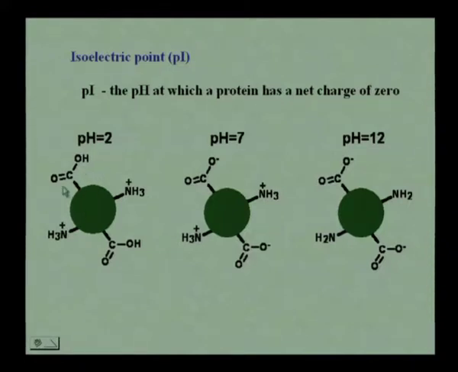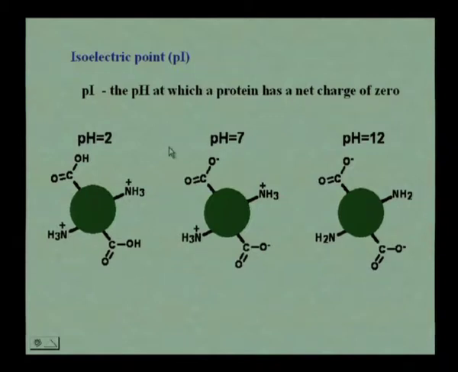Because I am going to reach a negative charge after the deprotonation of the carboxylic acid groups, I am going to achieve that at a lower pH. So the protein is going to have a net charge of 0 at a lower pH than would a basic protein.